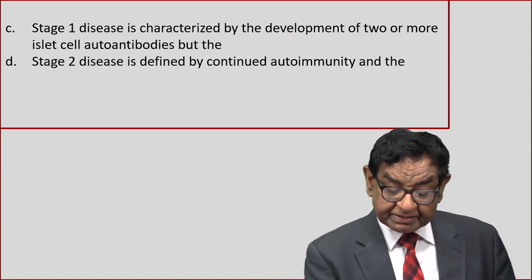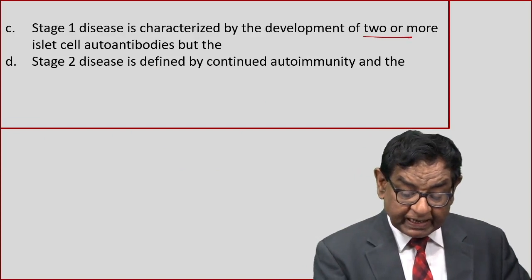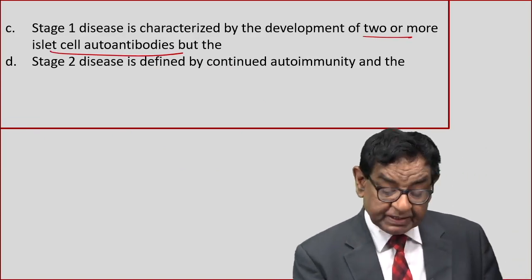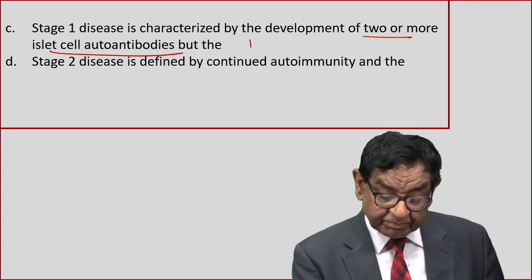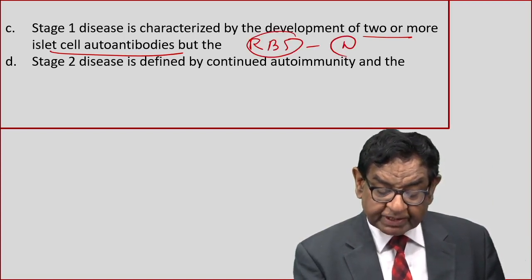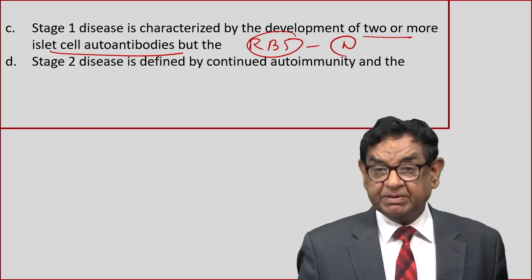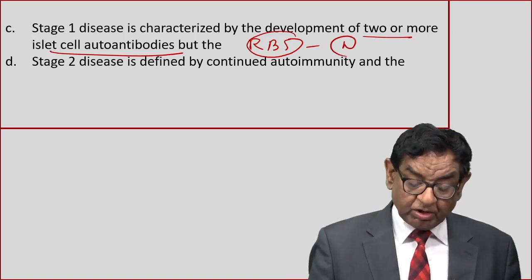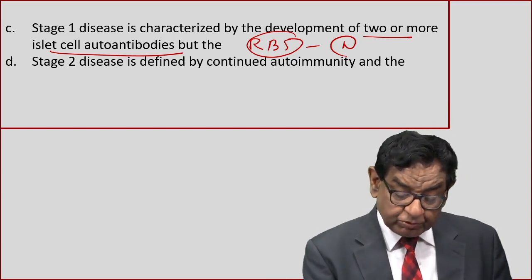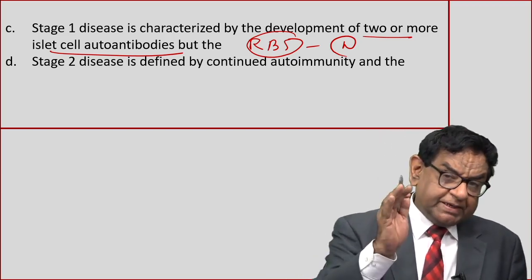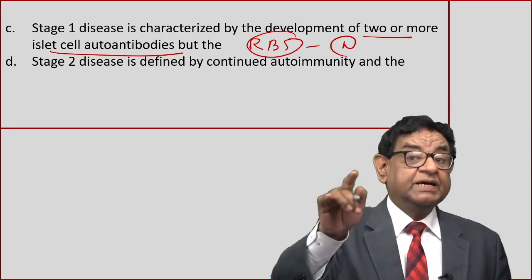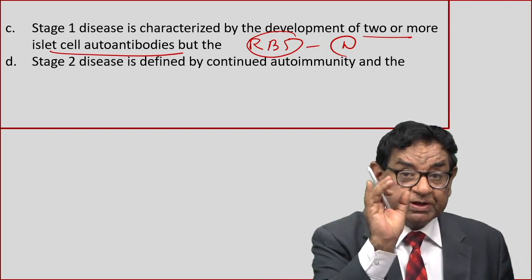Stage 1 is characterized by development of 2 or more islet cell autoantibodies, but still the random blood sugar is normal, fasting and PP are normal, although autoantibodies are there. Remember, in stage 1 antibodies are there, but beta cell mass is normal. Okay, so the beta cell mass is reduced, but sugar is normal.